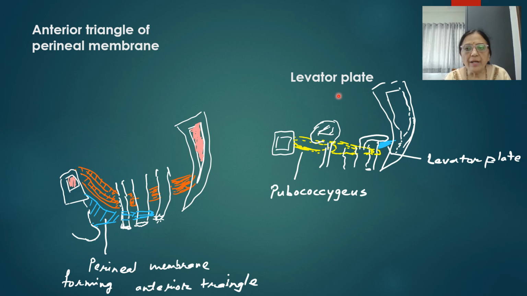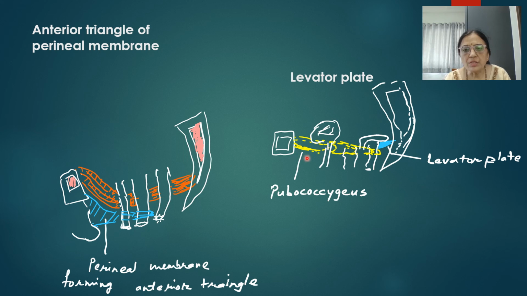Now, the concept about the levator plate. What is the levator plate? This is the pubococcygeus muscle. As it starts from the pubis and goes to the coccyx, it is encircling all these three structures, and that is why we call some fibers of pubococcygeus the pubourethral sling, pubovaginal fibers, and puborectalis fibers. All these are part of the pubococcygeus muscle only.